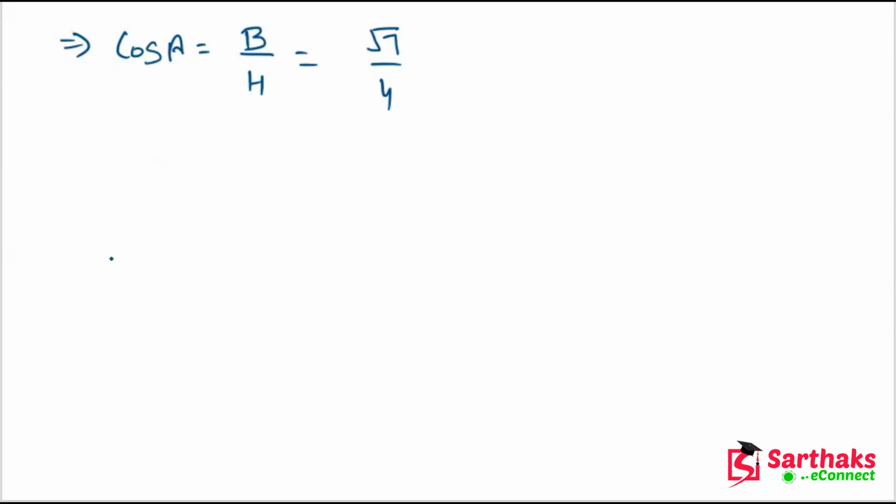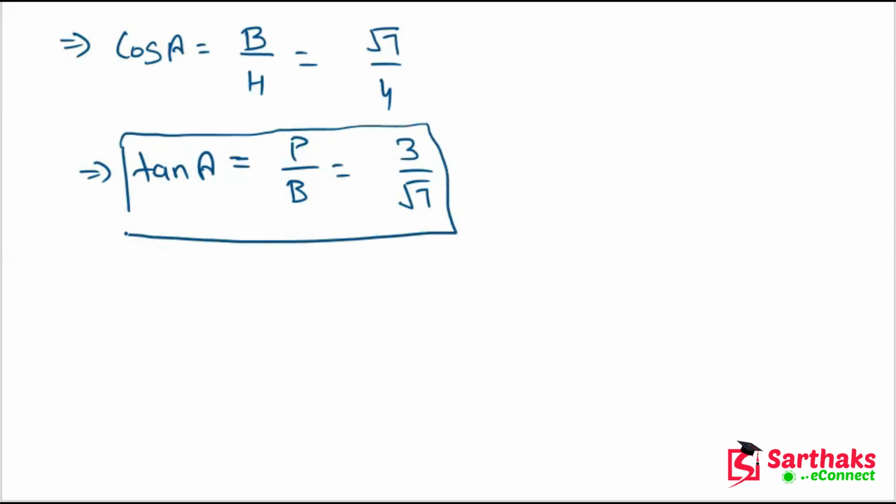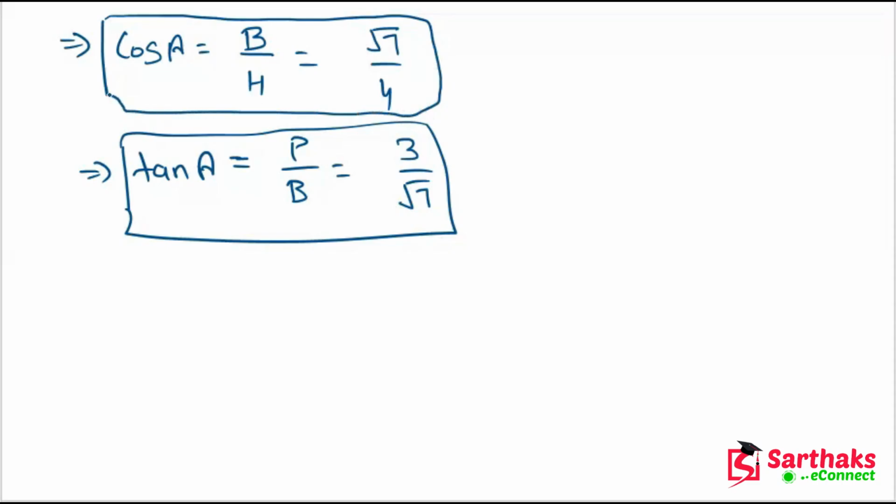Now what is the value of tan A? Tan A is perpendicular upon base. So we know perpendicular is 3 and base is under root 7. So this is 3 upon under root 7. Like this we can easily find the values. These are the answers of the question. Okay, my dear friends, now let's move on.